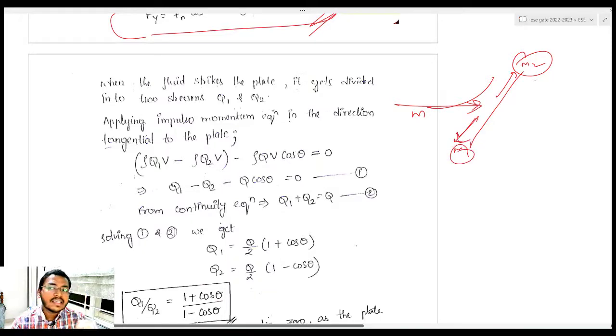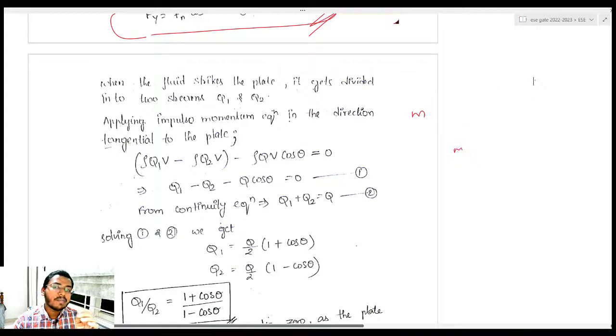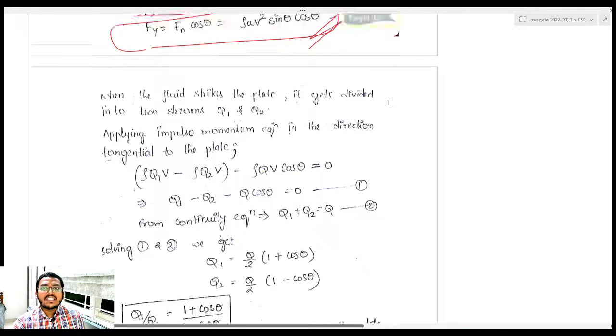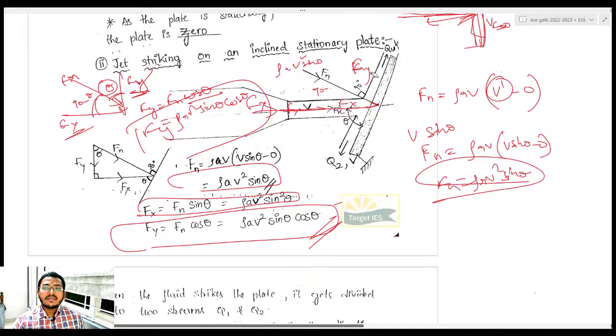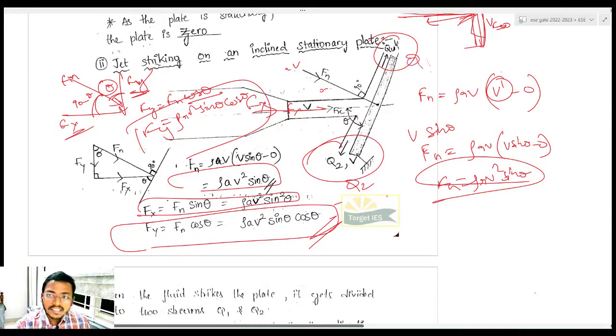You can just say by imagining things, right? You can imagine the flow and you can say that. But now physically we are going to derive it. See, physically we are going to derive what is the discharge which is coming in this direction and what is the discharge which is coming in this direction. Let us say this is q2 and let us say this is q1.